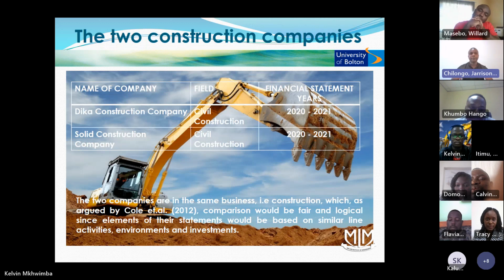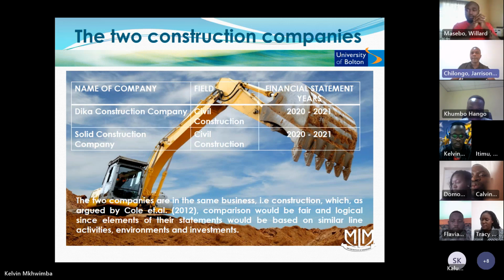Next, I'll take you briefly to the two construction companies. We have picked Dika Construction Company and Solid Construction Company. They both operate in the civil engineering construction industry. And as mentioned in the previous slide, we are comparing their financial stand over the years 2020 and 2021.